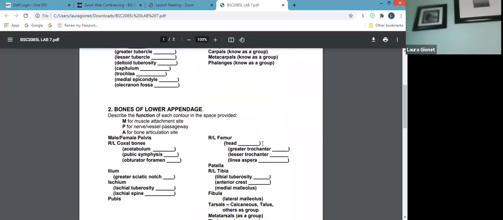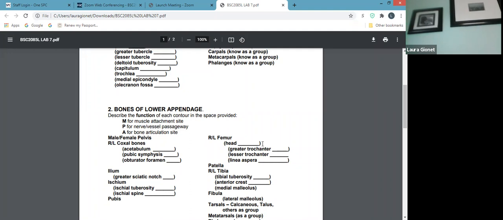Okay, now we're going to move on to the lower appendages. So we have the pelvis, and you have a male and female pelvis. And each side of your pelvis is composed of 3 bones, or we call them an os coxa or a coxal bone. We have an ilium, an ischium, and a pubis bone. Okay. So where you have, it says male / female pelvis, and then you have right / left coxal bones. This is what's found on those, the whole one side and the other, not necessarily associated with one particular bone.